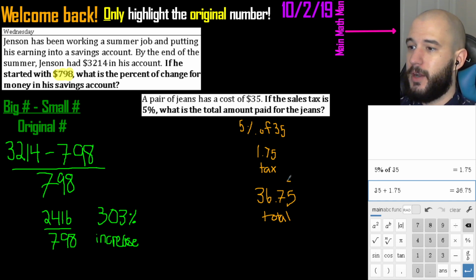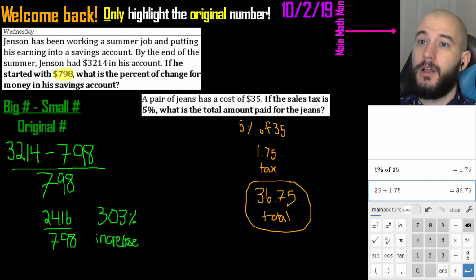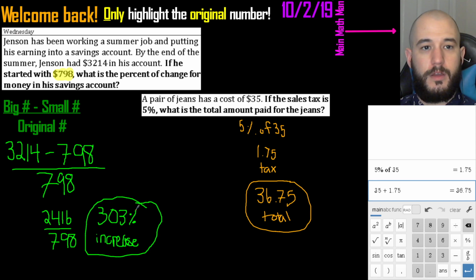Make sure you circle your answers like so, and make sure you're studying for our test on Friday.